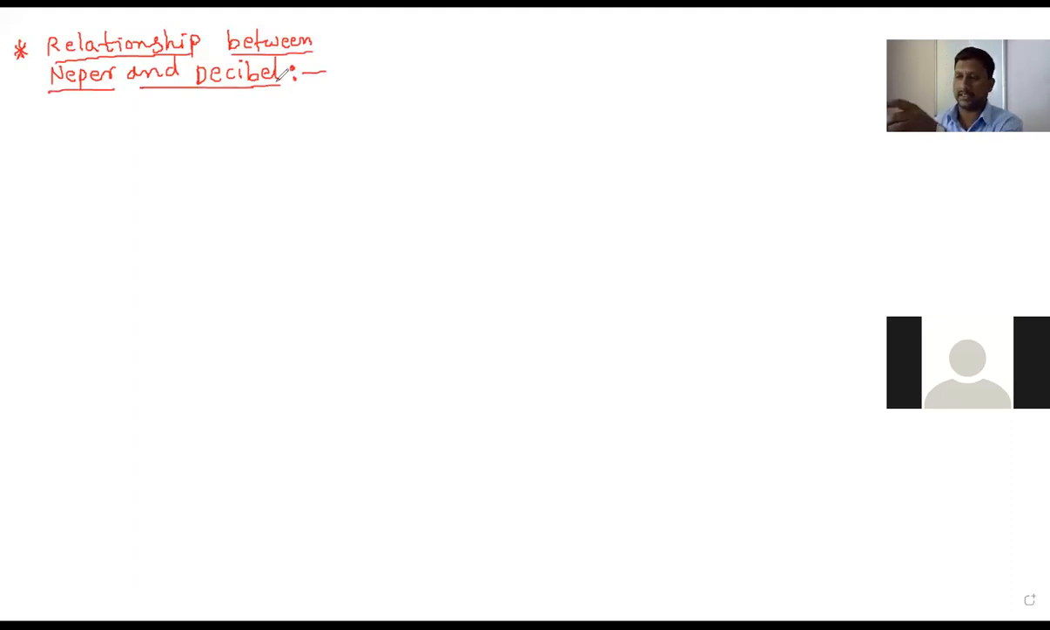So we can discuss it. This is also a theoretical part. There will be a small derivation also, but before starting the derivation, we need to understand what we mean by Neper and what we mean by Decibel. We need to understand the definitions. So first we will discuss the definitions and then we will start the derivation. So the first point is Neper.